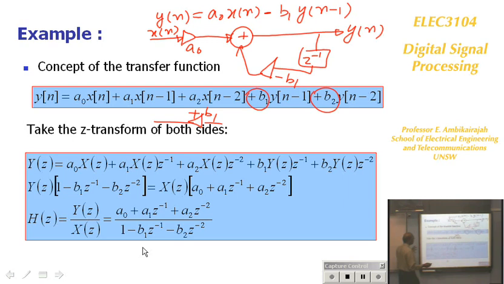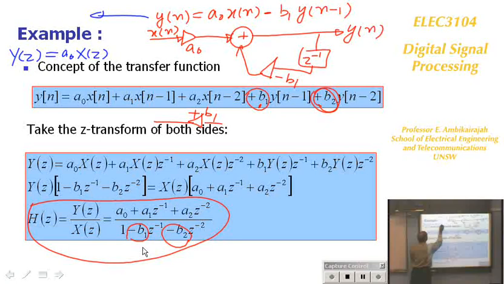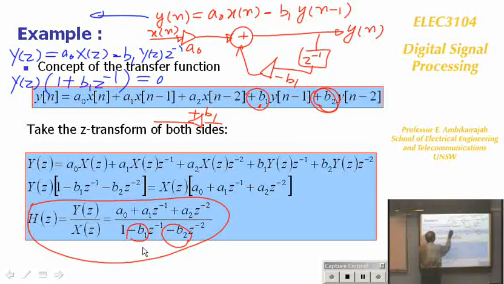Now you will find, if you draw the same structure using the z-transform, using this equation, you will find this minus will become plus. That means you can see here, here is the plus B1, it becomes minus B1 here. Here plus B2 will become minus B2. So if I do the same question that I have, and if I take the z-transform of this, can I now come here and do the z-transform? Yz is equal to A naught Xz minus B1 Yz z to the minus 1. And if you bring it to this side, you'll have Yz times 1 plus B1 z to the minus 1 is equal to A naught Xz.